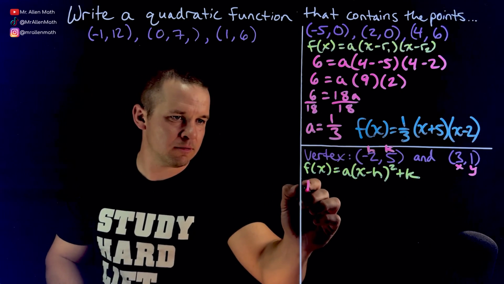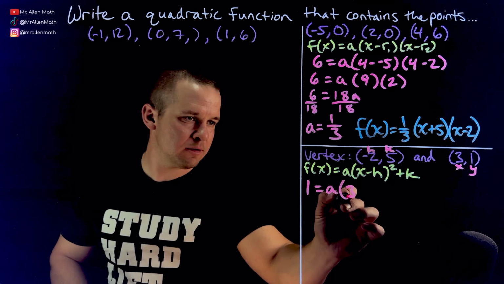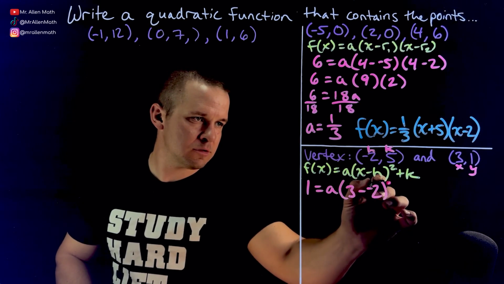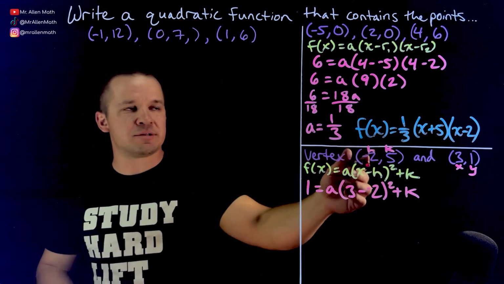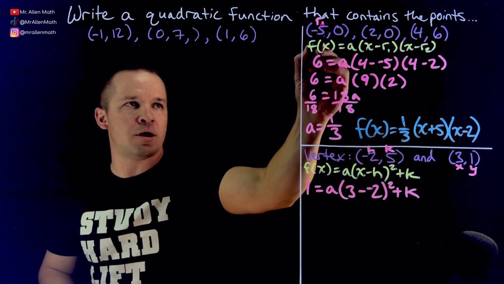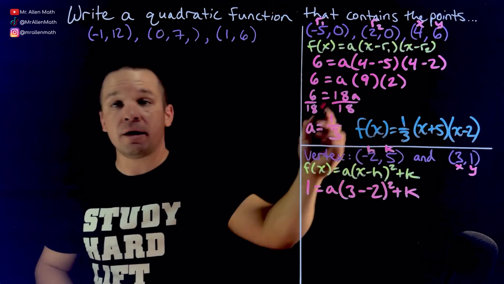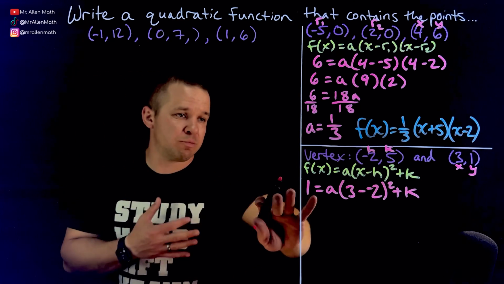1 goes over here. A is just a. X is 3 minus negative 2 squared plus k. So that helps you to label those things. And you could have done that here too: R1, R2, X, Y. You know, keep you a little organized, right? Then we can just plug and chug.